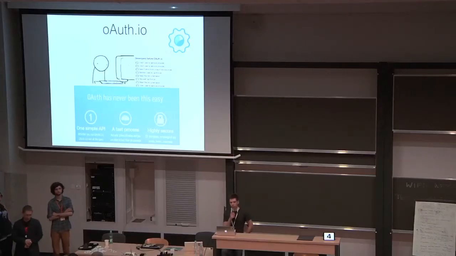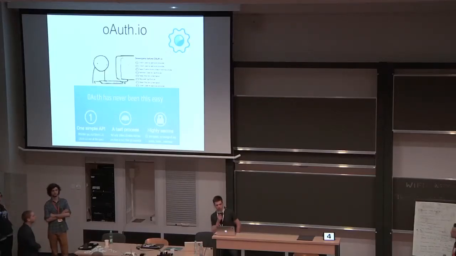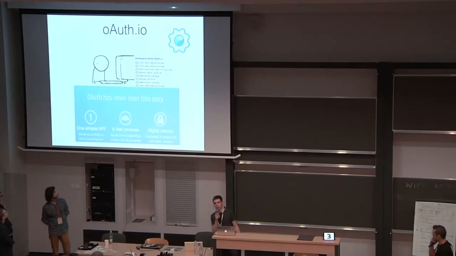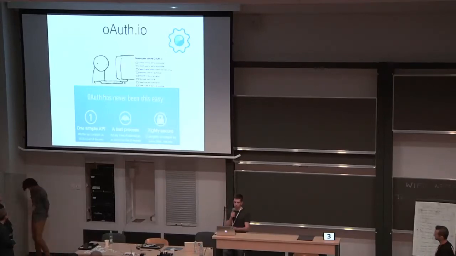Okay, interesting. So I'd like to present you OAuth.io. It's a great website that provides OAuth on client side. As it's written here, it provides a simple API, fast process, highly secure. It's a great way to use OAuth in JavaScript when you don't want to use backend solutions.